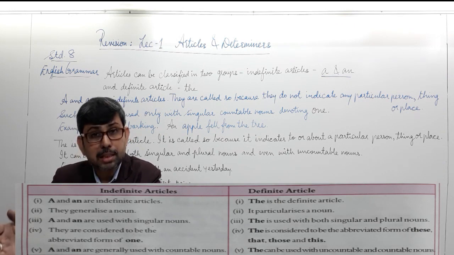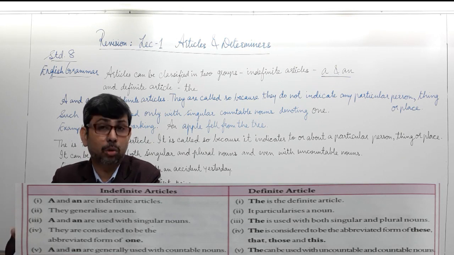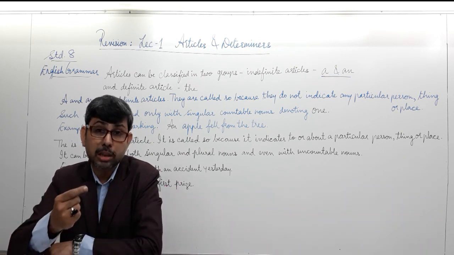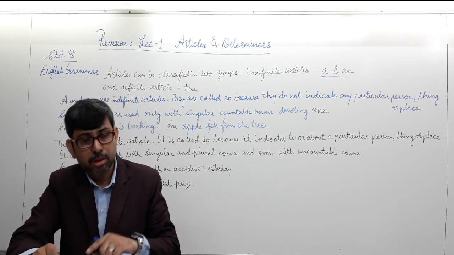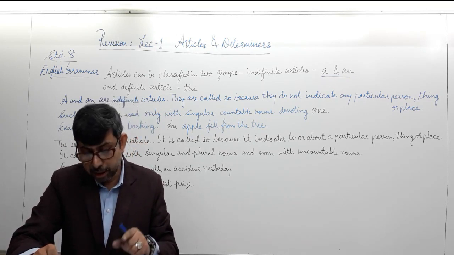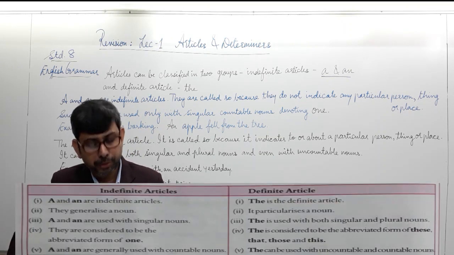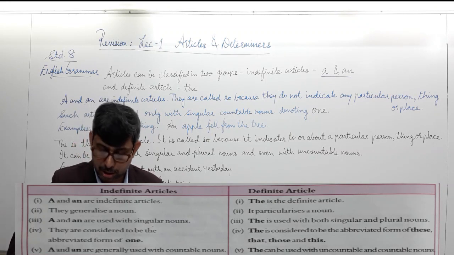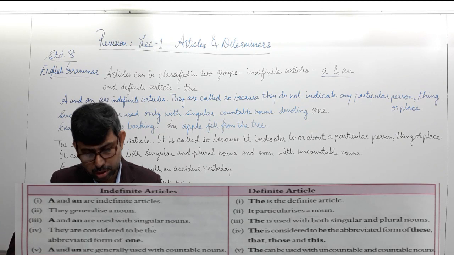In comparison to that, the definite article particularizes a noun. Listen to me carefully about the words that I use: generalize and particularize. So the indefinite article plays the role of generalization of nouns, whereas the definite article plays the role of particularization of nouns. The second point of difference: a and an are used with singular nouns, as we just saw on the board, whereas the article the is used with both singular and plural nouns.